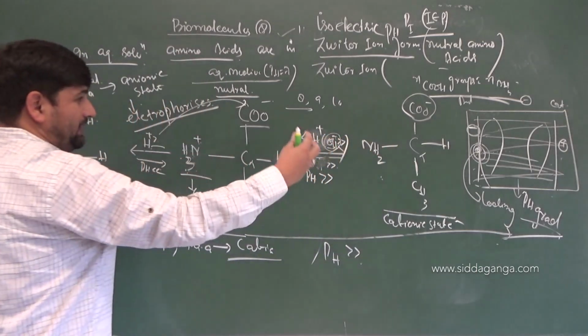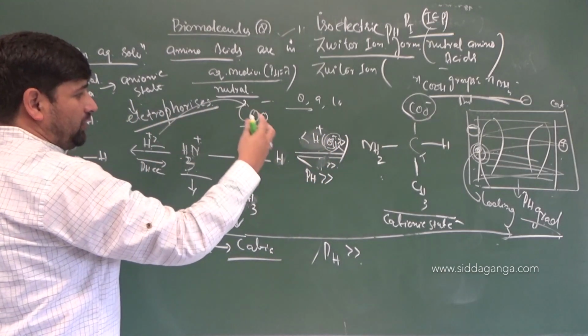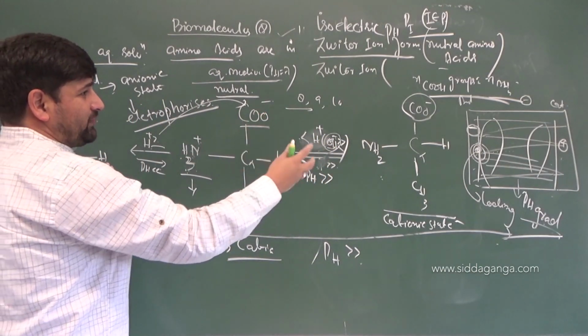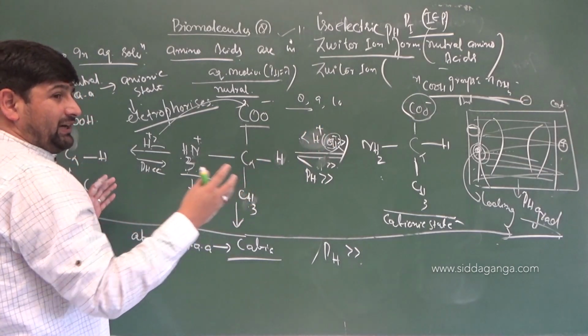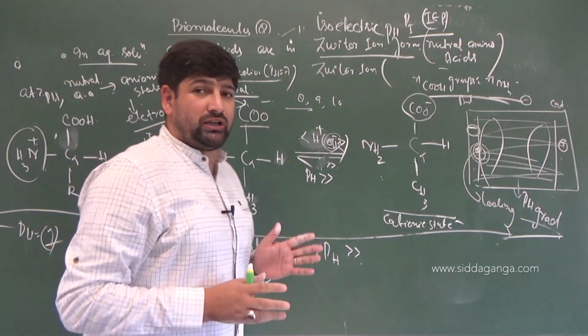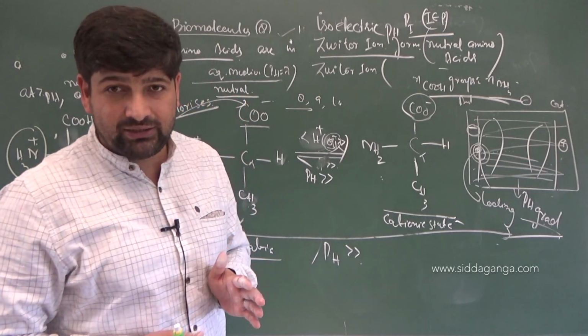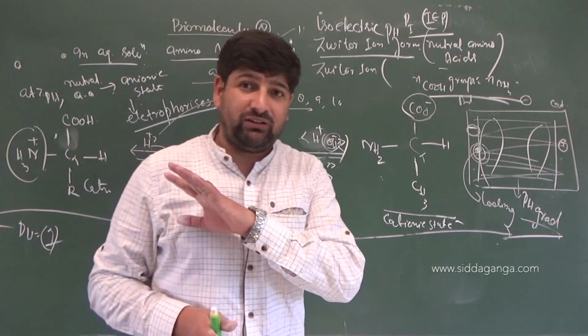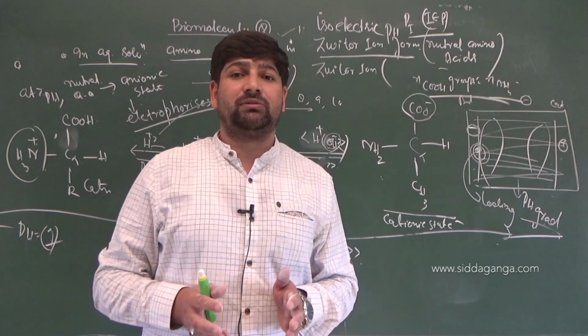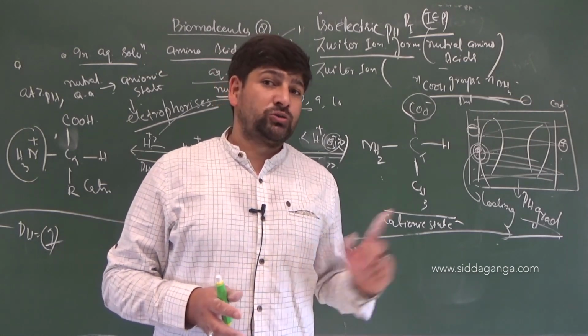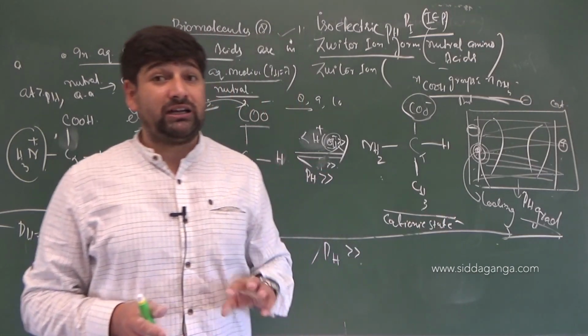So this is a basic analysis of the amino acids under the influence of electric field. And if a molecule is not moving under the influence of the charge, then it means two things: either it does not have any charge on it, or the net charge of the molecule is zero. So that will be existing in the form of Zwitter ion, dipolar ion.